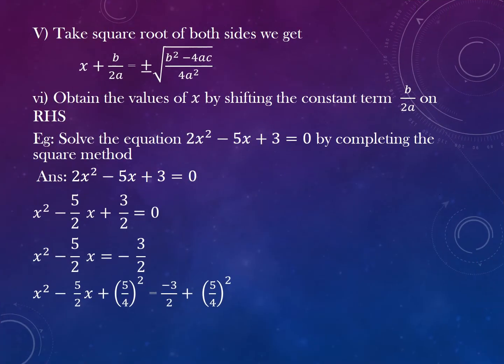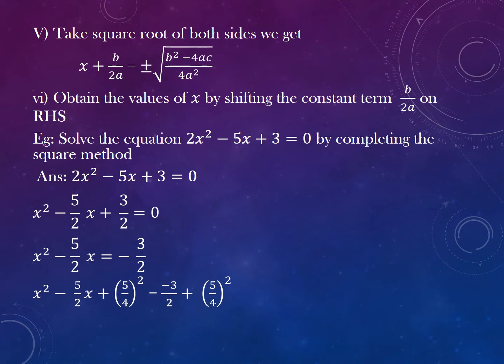In the next step, we need to take the square root of both sides. So we get x + b/2a = ± √(b² − 4ac)/4a². To obtain the value of x, we can shift b/2a to the right side and we can find the value of x.